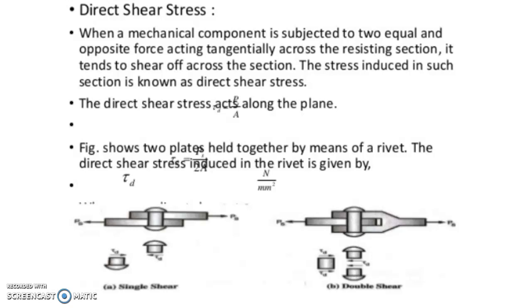The direct shear stress acts along the plane. As the figure shows, it is a rivet joint. So on the right side of the figure, that is in figure B, we can identify a rivet, and there are three plates. Below that figure, we can identify that if the pull happens, the rivet will fail due to this kind of stress. That stress is known as shear stress.